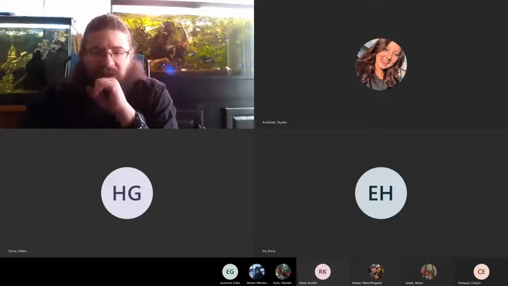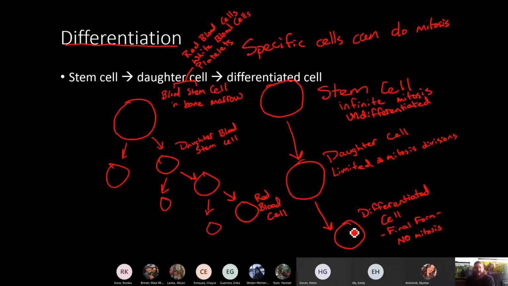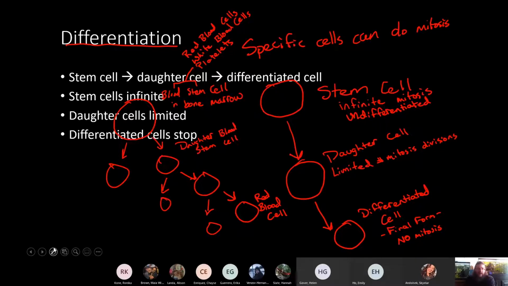All right, let's get back to where we were, the differentiation pathway. A stem cell can undergo infinite mitosis, is considered undifferentiated, because its mitosis can get us lots of different cells. So the differentiation pathway is how we go from an undifferentiated cell to a differentiated cell. So differentiated cells don't do mitosis. Differentiated cells are where you have specific functions.